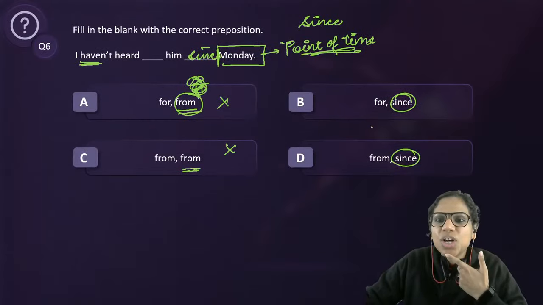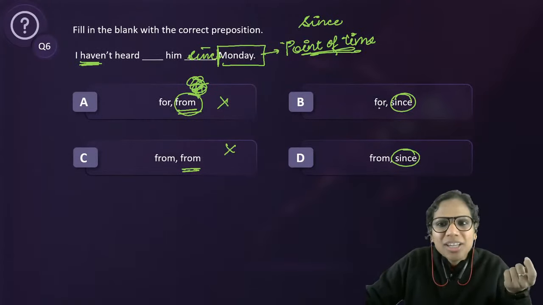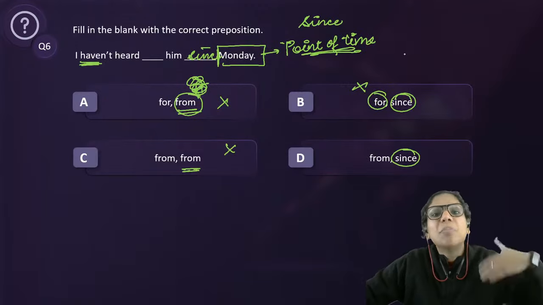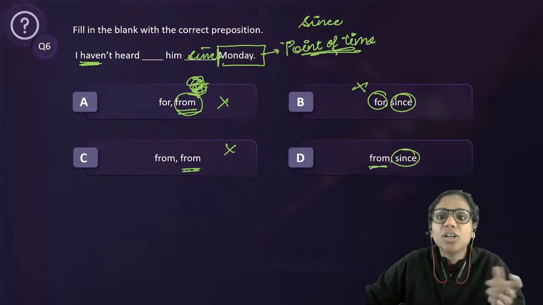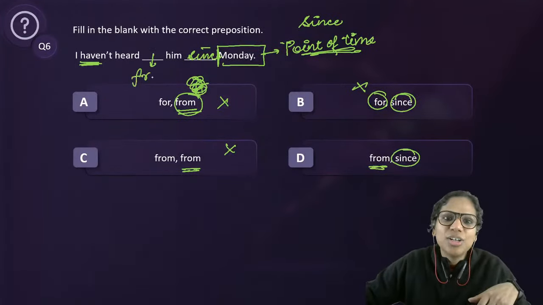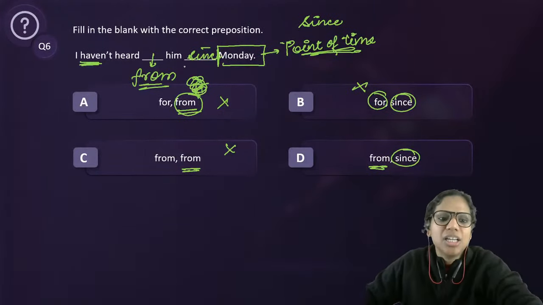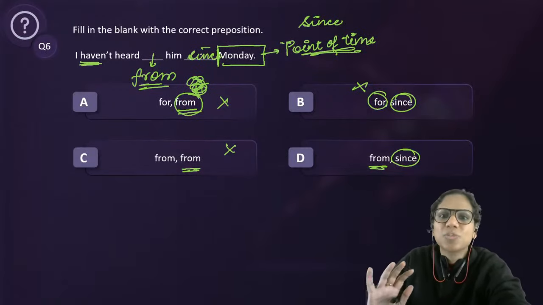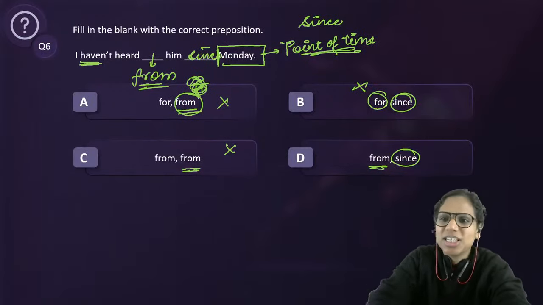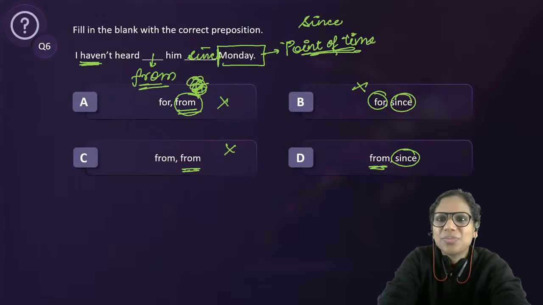Okay, so heard for him, no. For means meant for someone. That's not the idea. Heard from him. So basically, he hasn't spoken to me since Monday. We haven't talked since Monday. That's what this person wants to say. So absolutely correct. D is the answer.